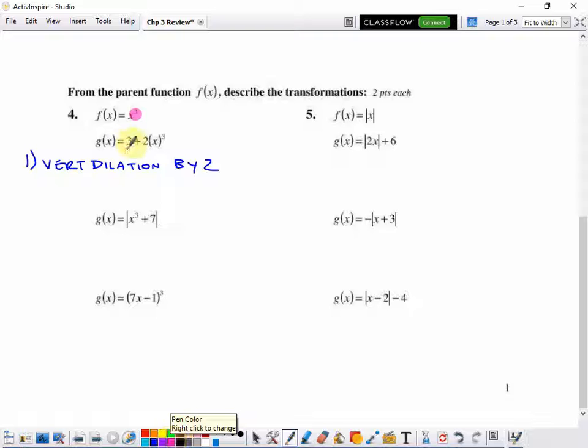Then there's an addition outside of the function, and that's also vertical. It's a translation, so it goes up or down. Since it's positive, it's going to shift this function up 3 units.